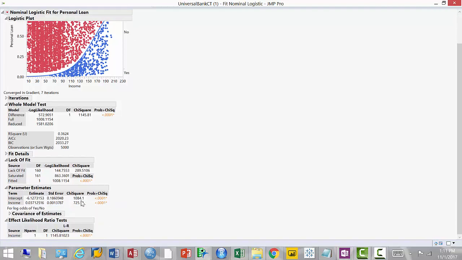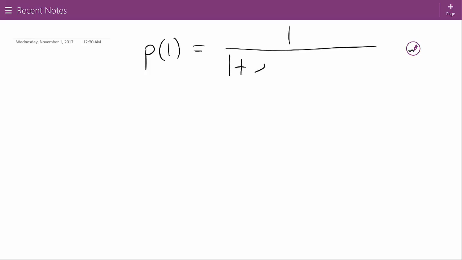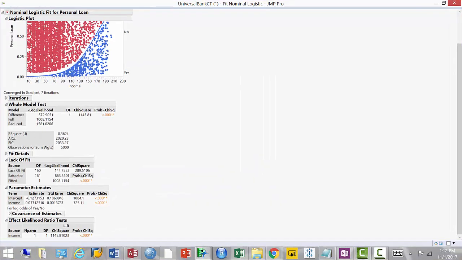The main output from my model is right here, where it says intercept and income. Minus 6.127 is the intercept, and the slope for the income is 0.0371. So my model is just like that. In order to predict the probability of getting a loan, probability of 1, all I have to do is compute this expression, 1 plus e to the power minus 6.127, if I remember correctly, plus 0.0371.